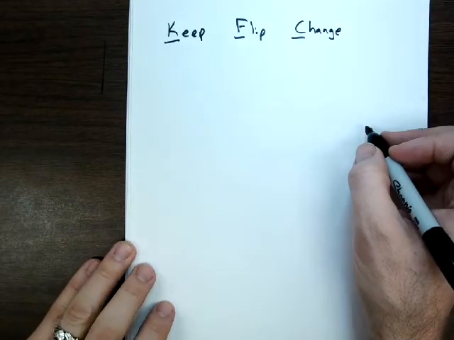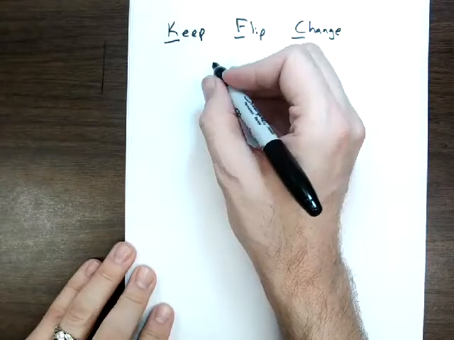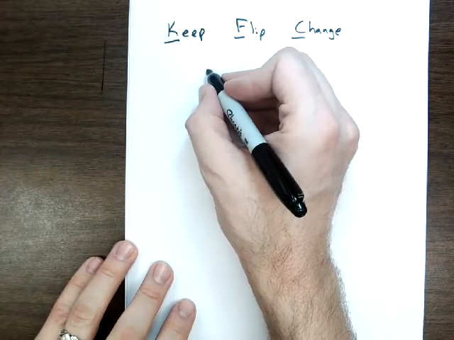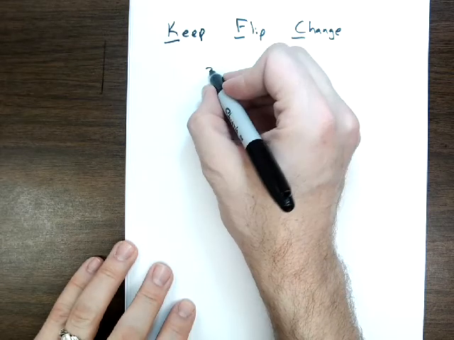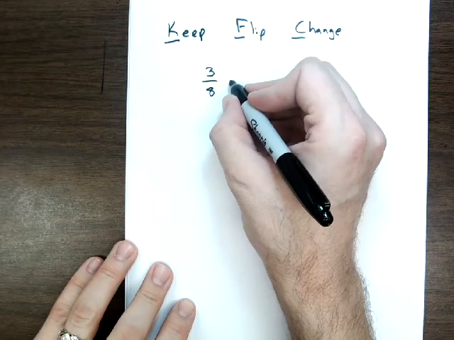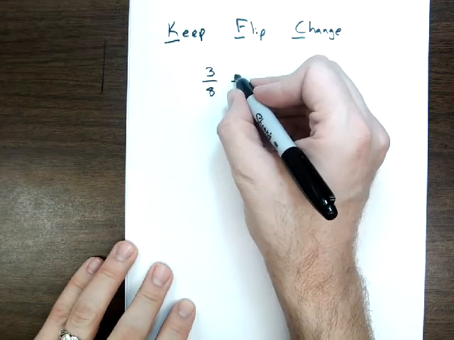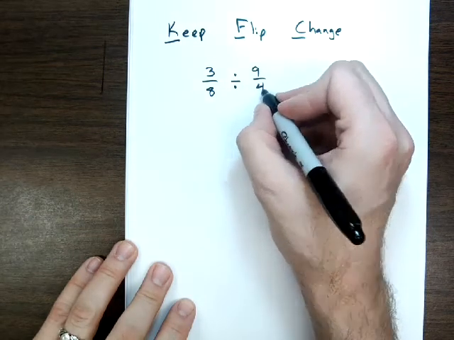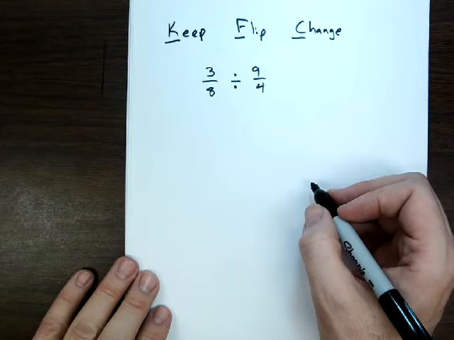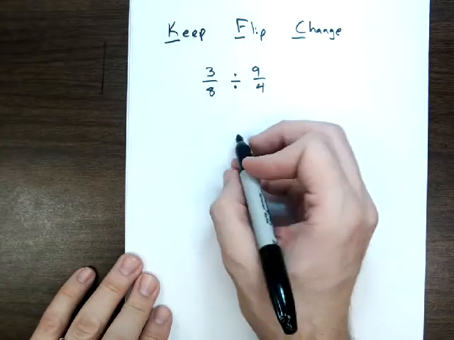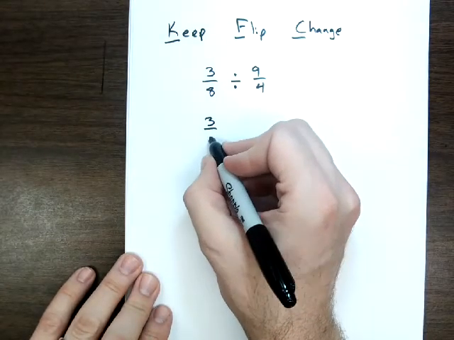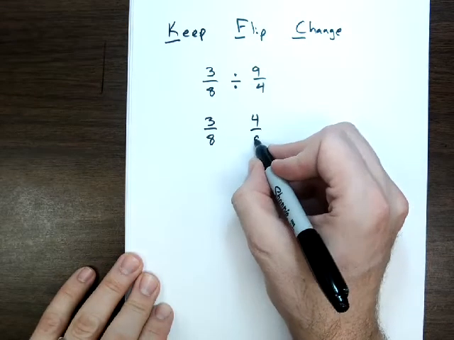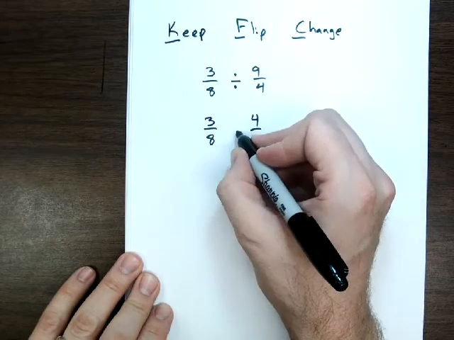our division to multiplication. So say we've got something like 3/8, and I'm going to divide that by 9/4. I keep this first fraction. I flip this second fraction, and I change division to multiplication.